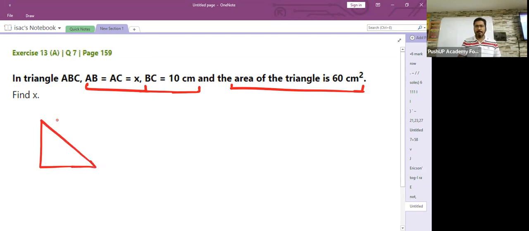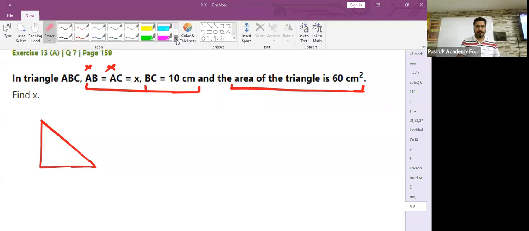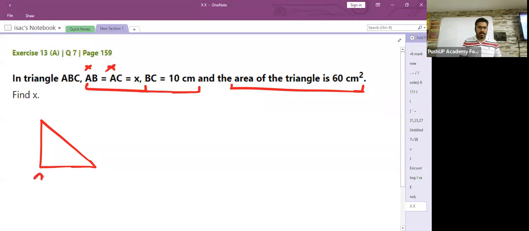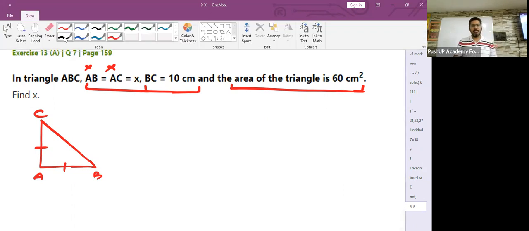It's not mentioned. Okay. So they have said A is common, no? In both AB and AC. So I'll take this vertex as A and this as B and this as C, so that I can plot it as AB is equal to what? AC. Okay. AB is equal to AC.